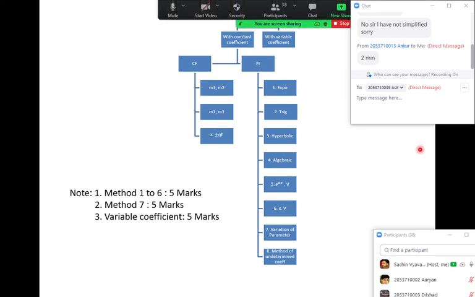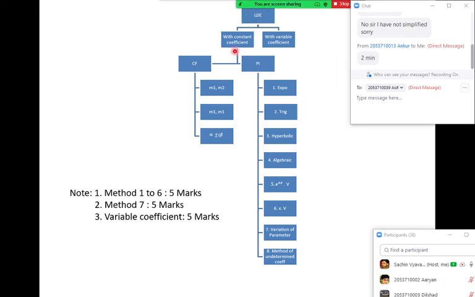Now let me sum up for this topic. We started with linear differential equations, LD. In LD, that is divided into two parts: differential equation with constant coefficient and differential equation with variable coefficient. This is our case 9, variable coefficient. We just saw how to handle the differential equation with variable coefficient. Actually, it is reducible to constant coefficient by a substitution of an exponential term.